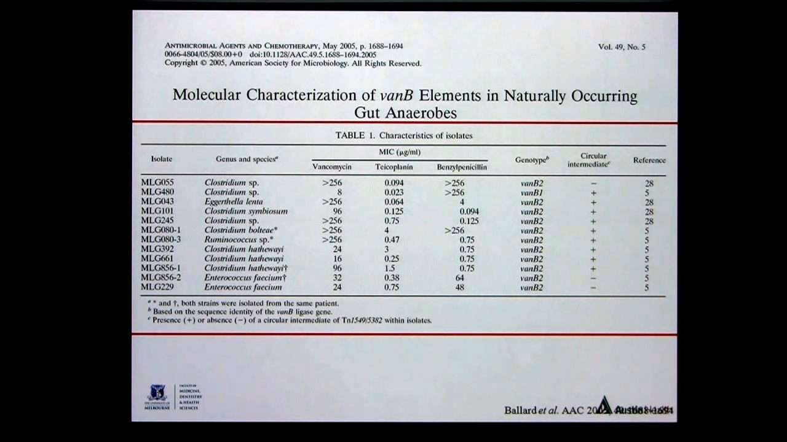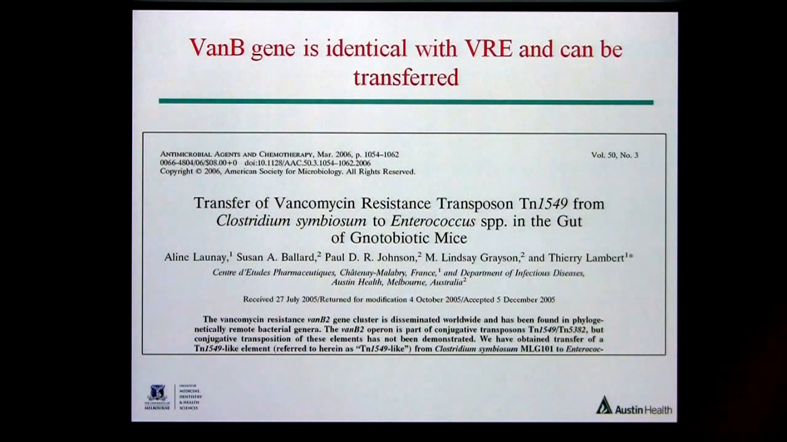And so the story made sense. Now, subsequently, other groups, well, first of all, we then linked in with Thierry Lambert at the Pasteur, sent him some of our anaerobic strains. He then put them into gnotobiotic mice, and mice were able to show that the genes, at least in mice, did jump from these anaerobes into enterococcus and develop Van B VRE.